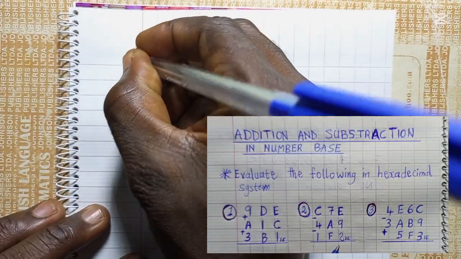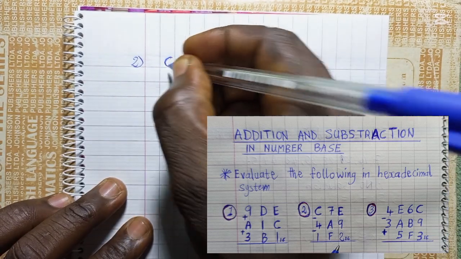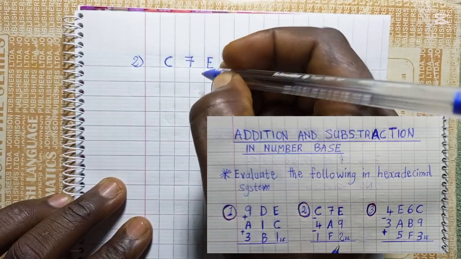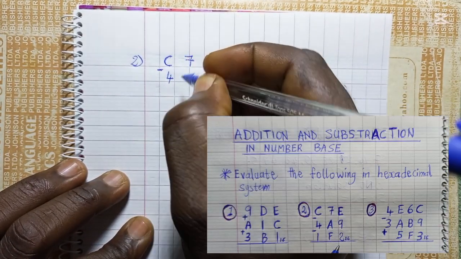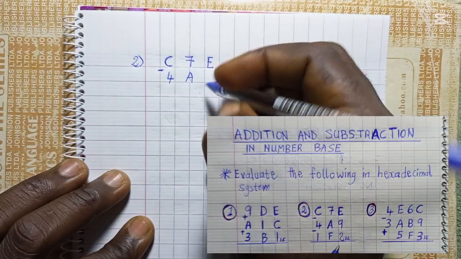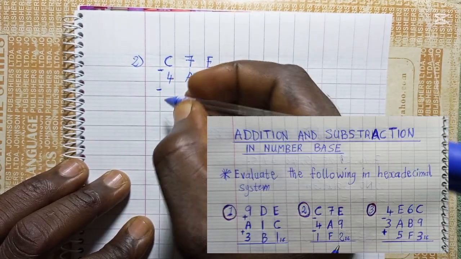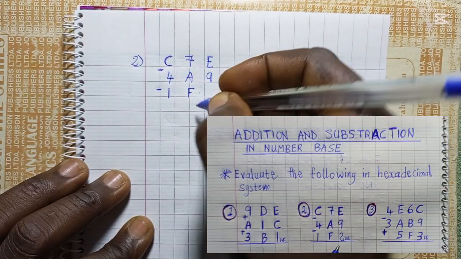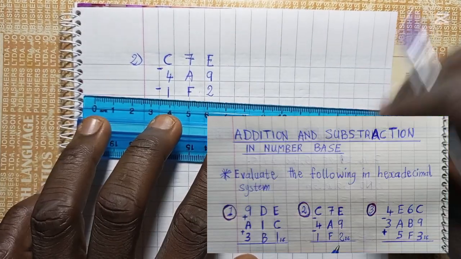Now for number two we have C7E minus 4A9 minus 1F2.